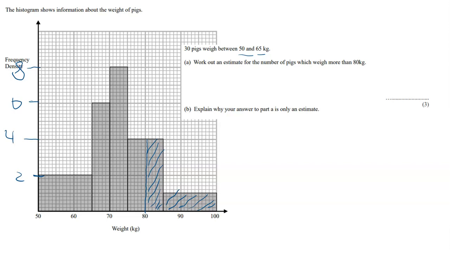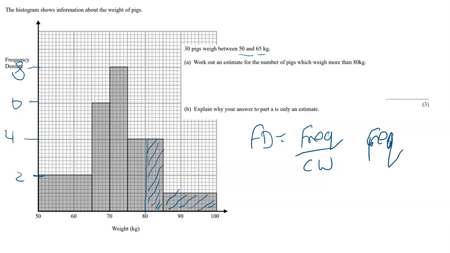This is a density of 4. It is 80 to 85 wide. Okay, if frequency density is frequency divided by class width, then the frequency is the frequency density times the class width. Okay, in which case the frequency for this bit is a density of 4 times a class width of 5, and 4 times 5 is 20 frequency.